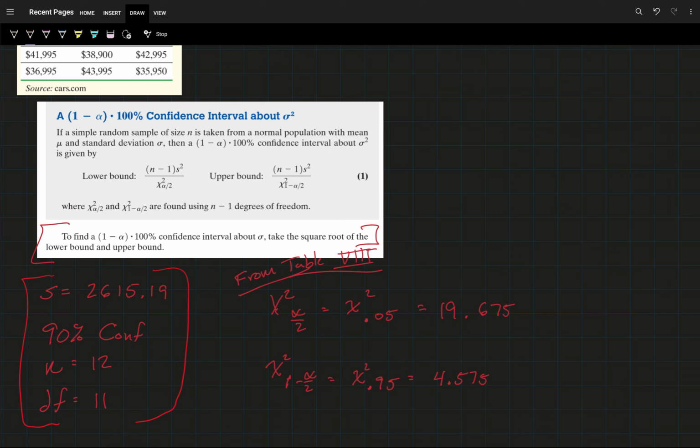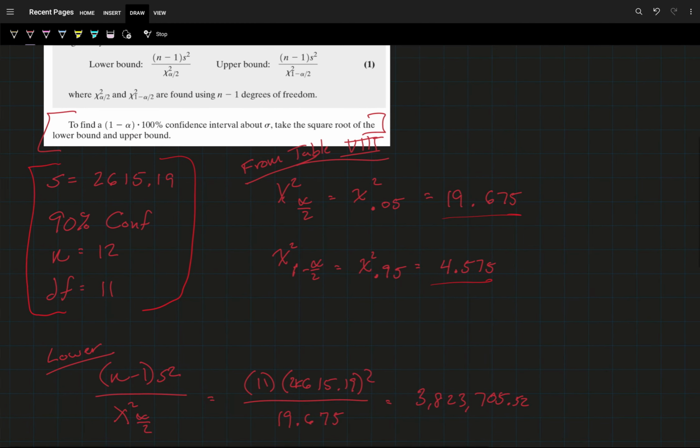And then we just go to table 8, use degrees of freedom, go over to your chi-squared value, your 0.05, your 0.95, and then get the values from the chart here. So I got 19.675 and 4.575. Remember, the chi-squared chart is very different than our normal distribution chart and even our t chart. So our numbers are quite different. They don't add up to 1 anymore.